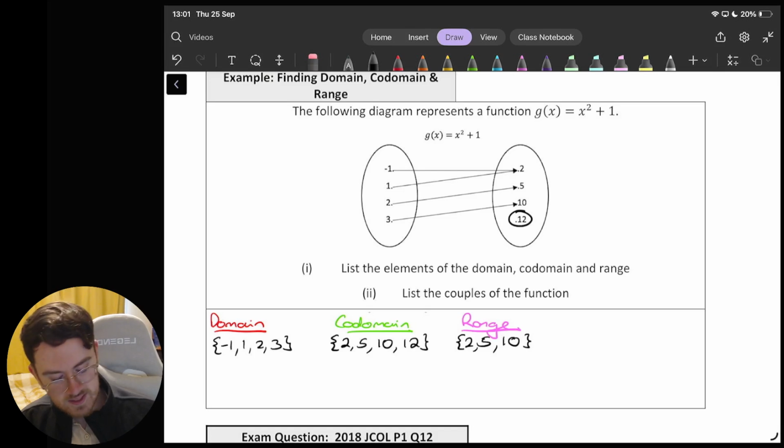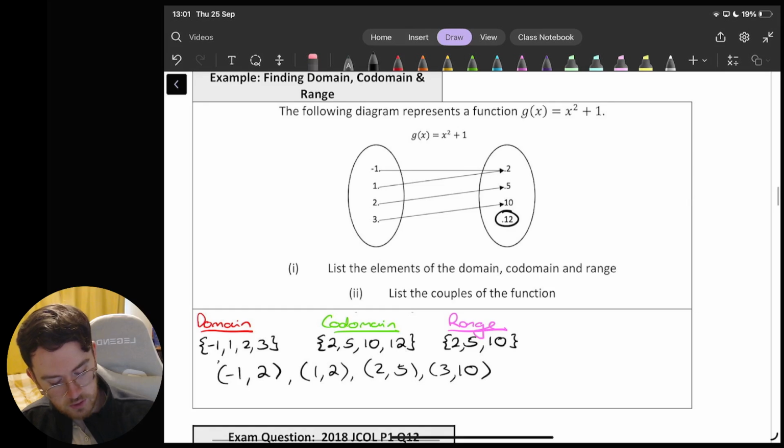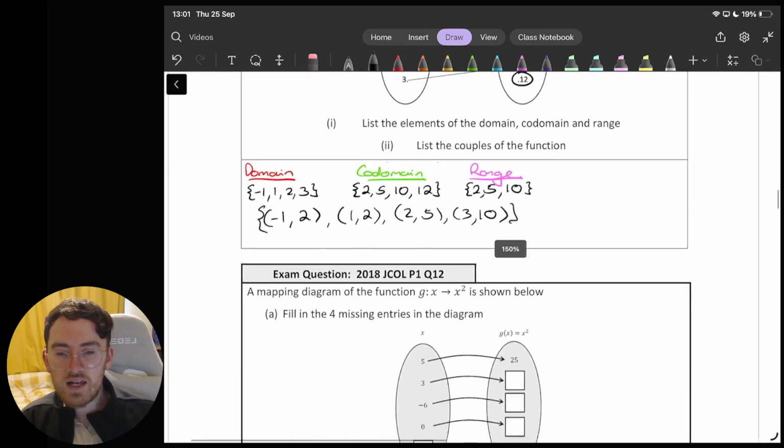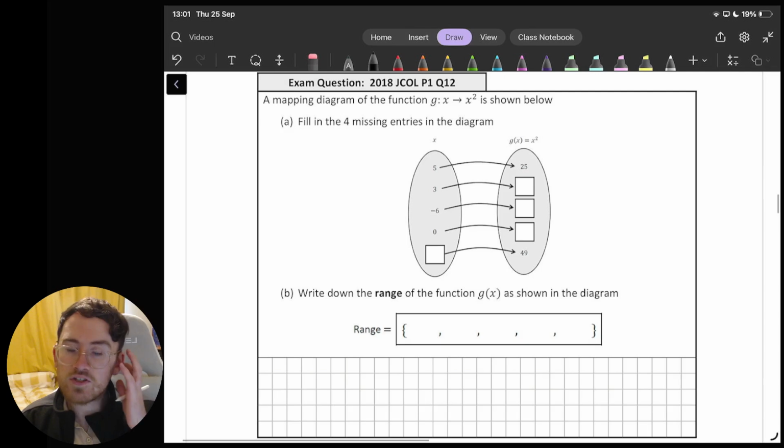In terms of listing the couples from the function, that's a matter of taking each input and matching it up with its corresponding output. So -1 and 2, +1 and 2, 2 and 5, and 3 and 10. Those are all my couples for my function here. Okay, let's go into another example or two from these exam questions, which make nice examples.